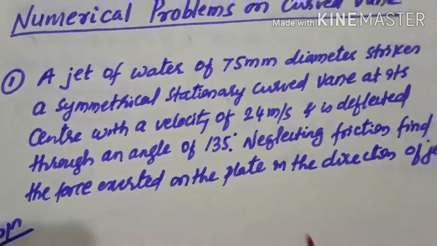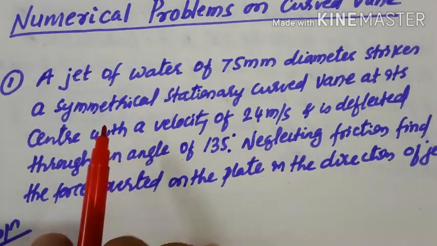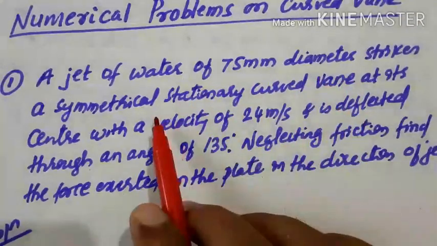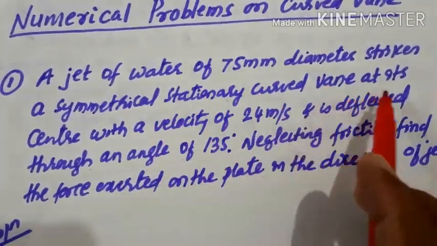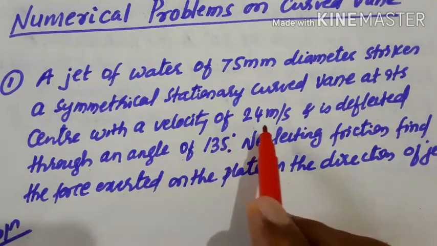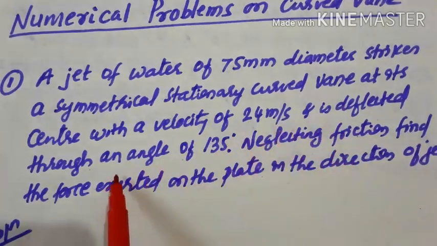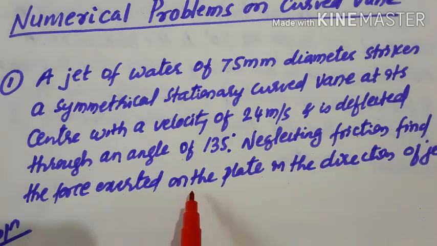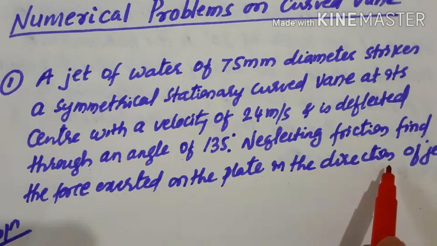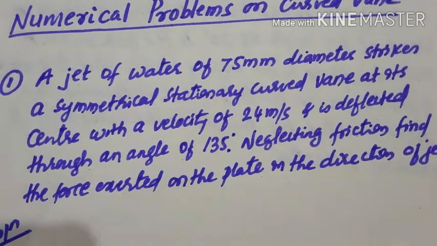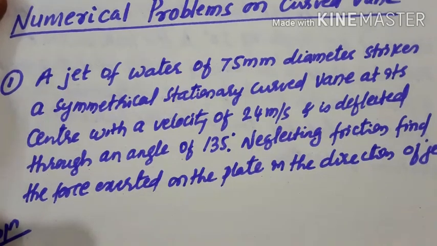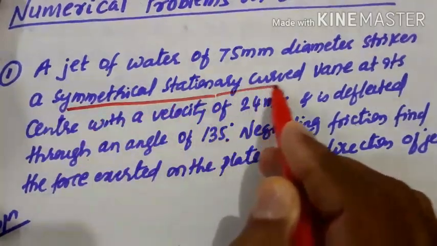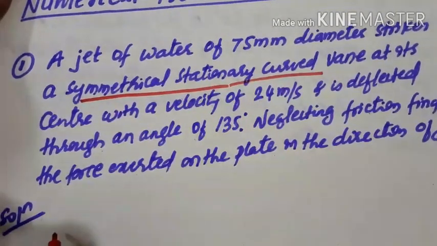In this lecture, the first problem: a jet of water of 75 mm diameter strikes a symmetrical stationary curved vane at its center with a velocity of 24 meter per second and is deflected through an angle of 135 degree. Neglecting friction, find the force exerted on the plate in the direction of jet. In this problem, they mentioned the symmetrical stationary curved vane. So let us first write the given data.